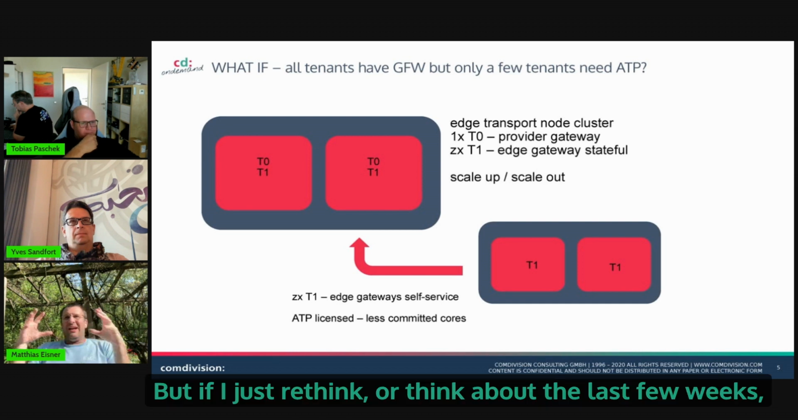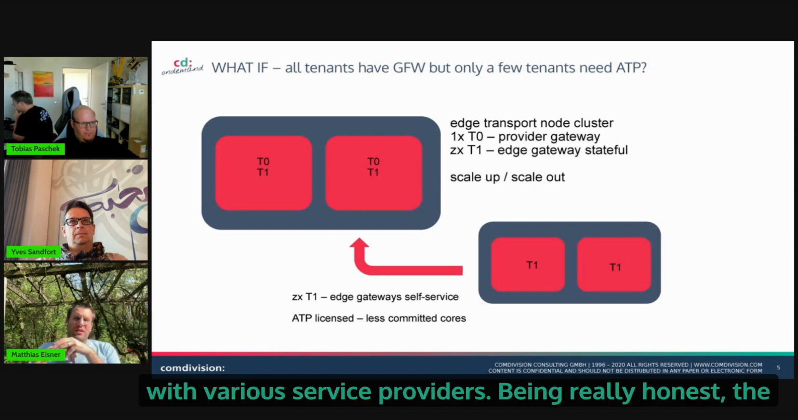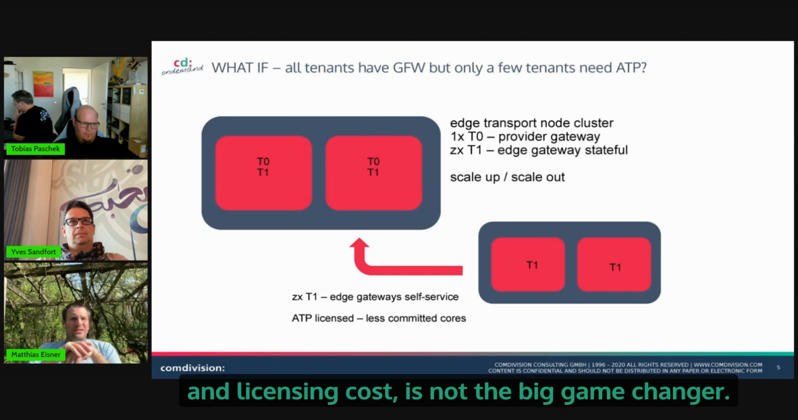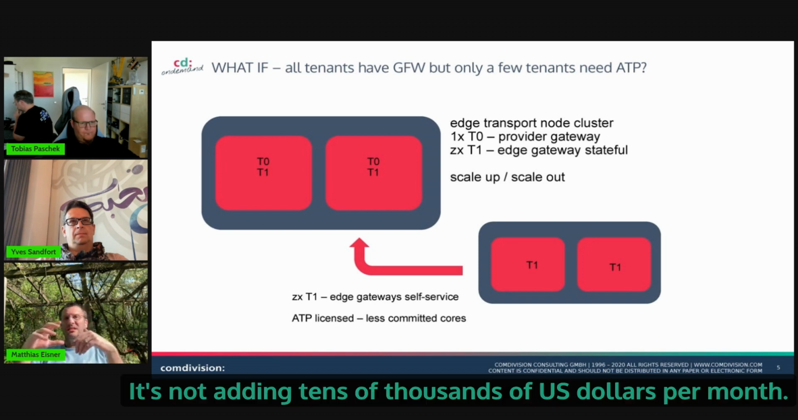But if I just think about the last few weeks, all the calculations I've done with various service providers, being really honest, the Gateway Firewall in terms of cost and licensing cost is not the big game changer. No. It's not adding tens of thousands of US dollars per month.